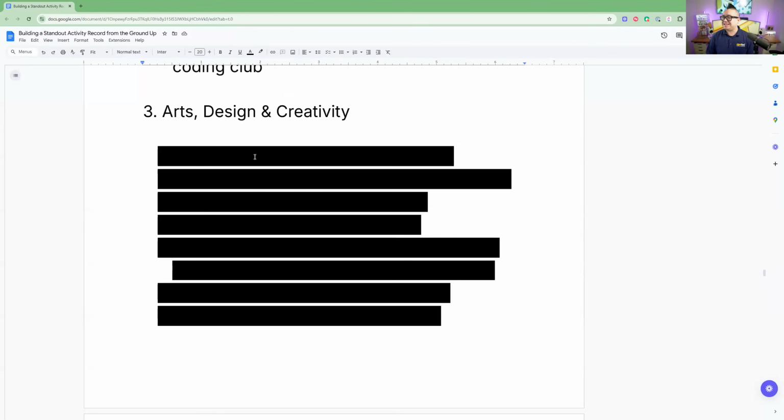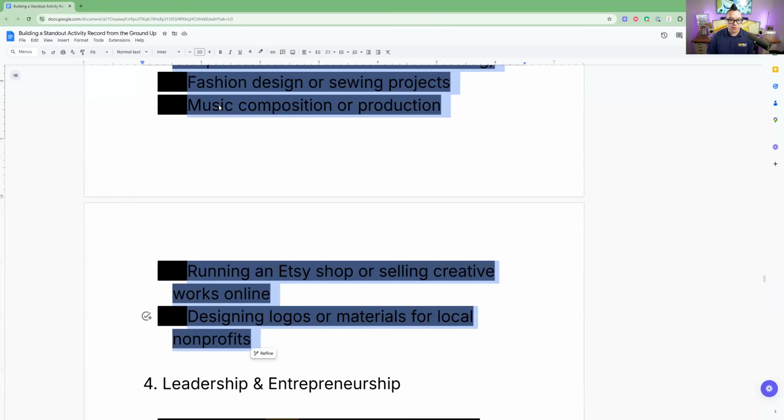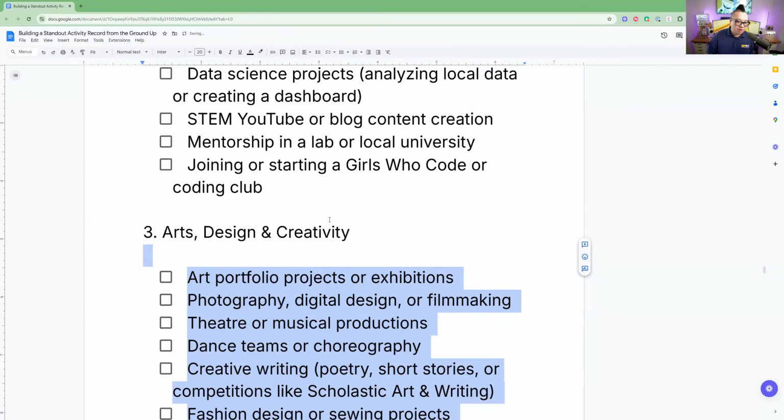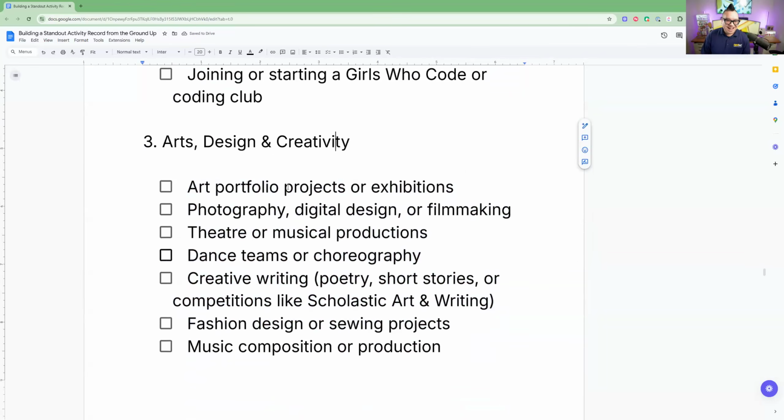Anyone here with artsy kids? Creativity kids, creative kids as well. Right, a few yeses. More interesting, more creative kids.